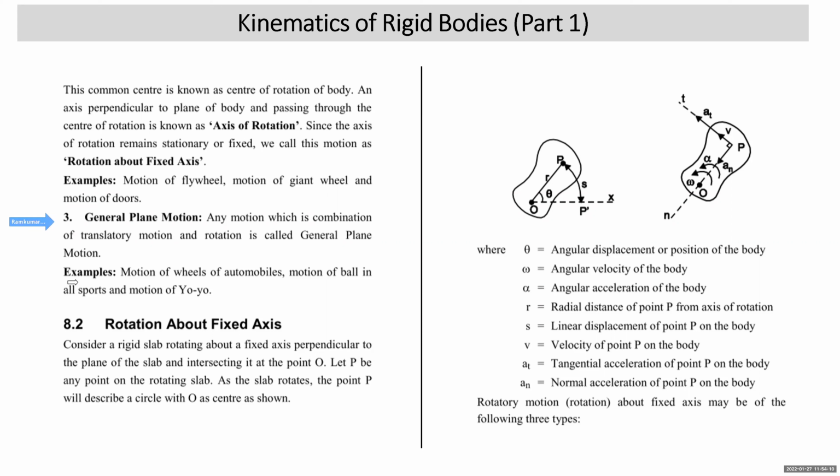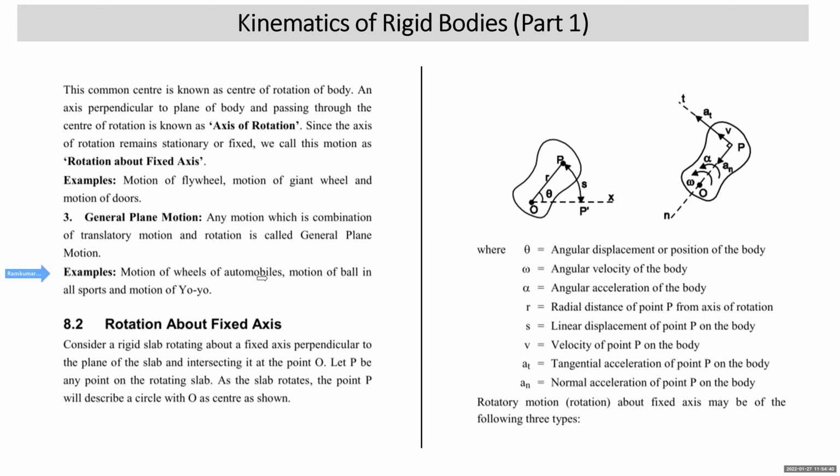The third type of motion is general plane motion. General plane motion is the summation of translation and rotation. So any motion which is a combination of translatory motion and rotary motion is called general plane motion. Examples: motion of the wheels of automobiles, right? Consider the motion of a car moving along the road. The wheels of the automobile will not only have translatory motion, they translate along the road. At the same time, the wheels rotate also. This is an example of general plane motion.